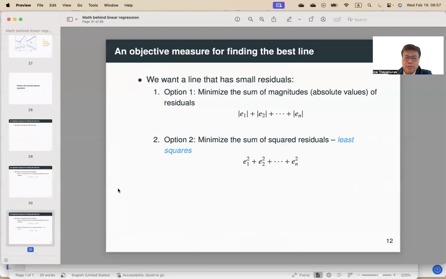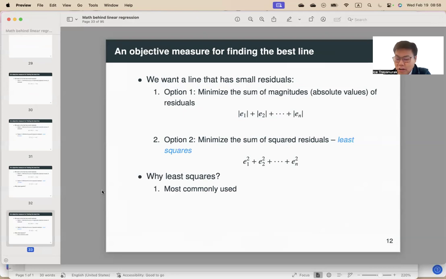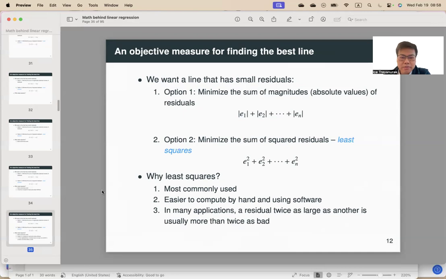Another way to do this is to minimize the sum of the squared residuals. Notice that both methods will give you positive values. We mentioned earlier that the residuals will cancel each other out if you add them without any manipulation. That's why we have a few different options for manipulating the residuals. We take the magnitude or we do the least squares. Least squares is the most commonly used technique because it's easier to do by hand and using software.